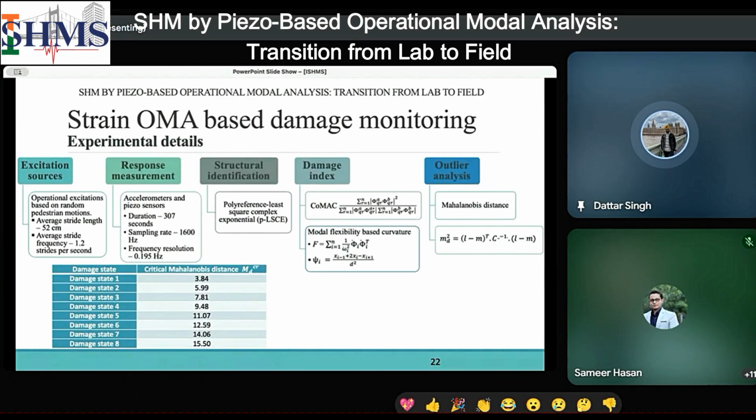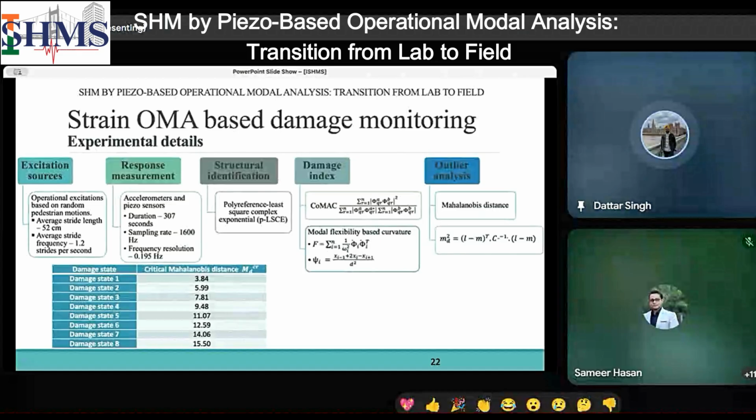The initial modes are more important to study the dynamic behavior of the structure. So flexibility is a better alternative as compared to stiffness-based curvature for damage monitoring. So we have COMAC and flexibility-based damage monitoring, these two as damage indicators. Now, when we have these two damage indicators, we take one step further in data analytics.